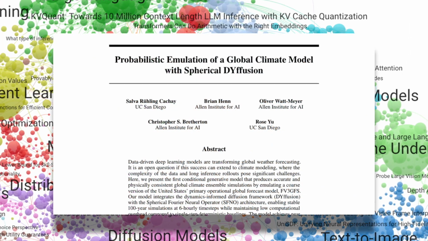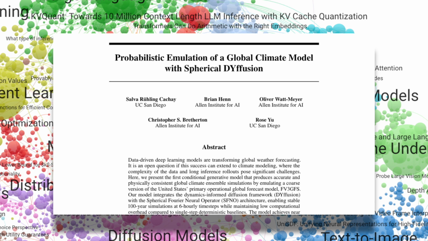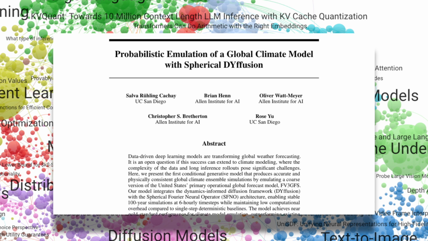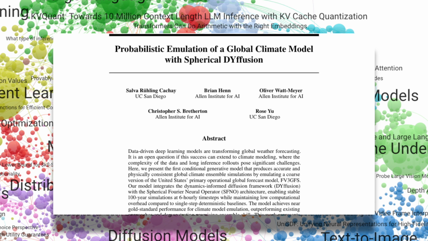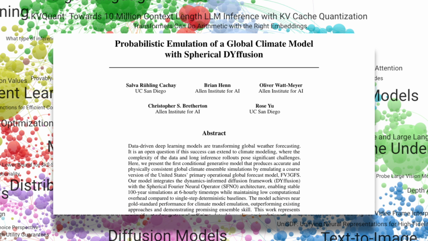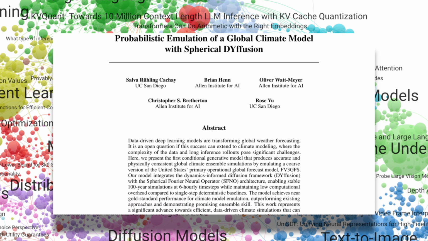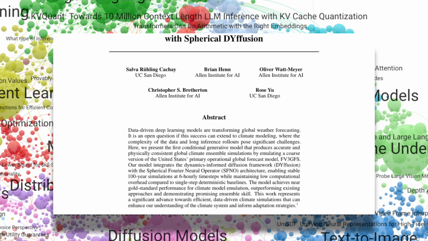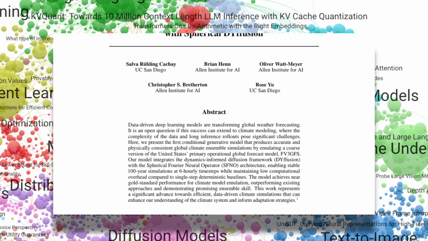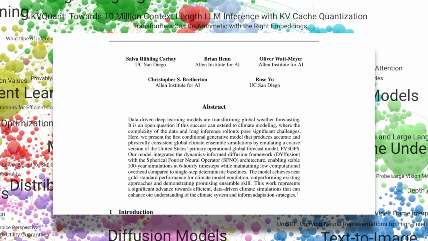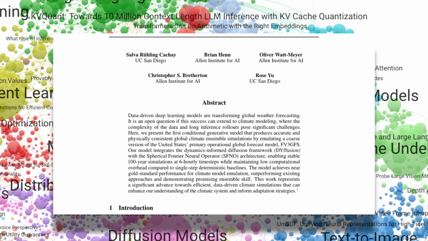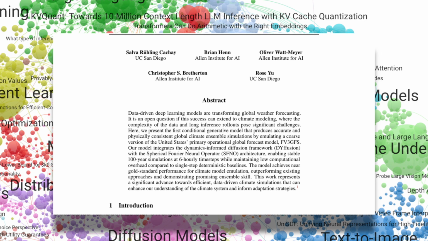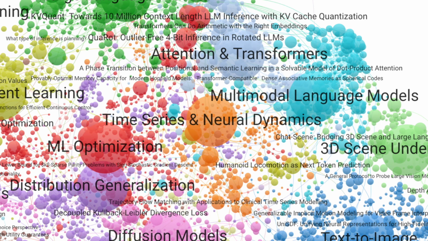Spherical diffusion combines a dynamics-informed diffusion framework with the spherical Fourier neural operator to create highly accurate, physically consistent climate simulations. This model can emulate 100-year climate trajectories at 6 hourly intervals with minimal computational overhead, which marks a major breakthrough in climate modeling, offering stable, high-resolution simulations at a low cost.